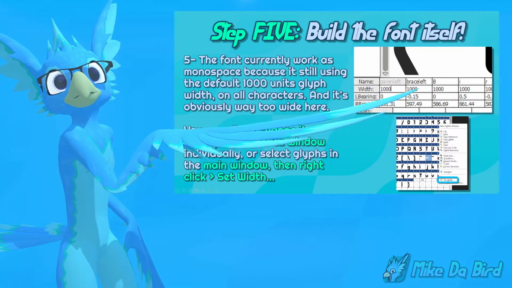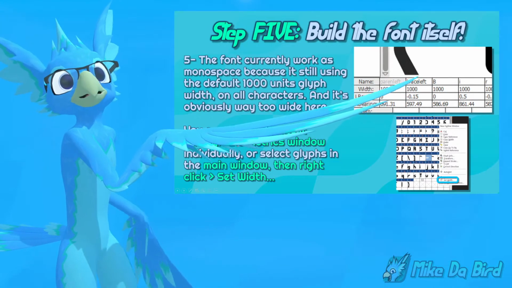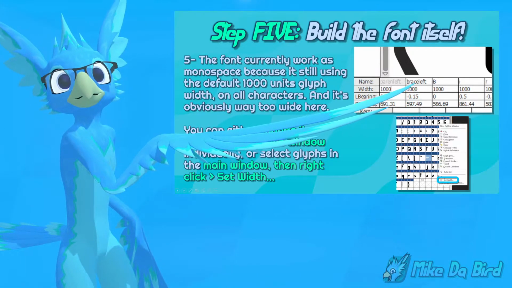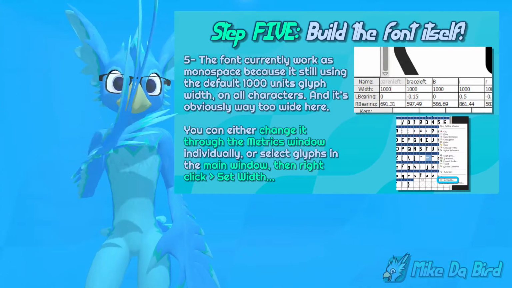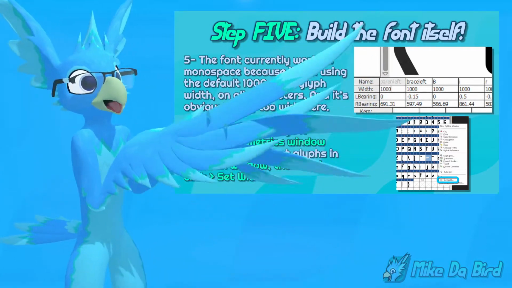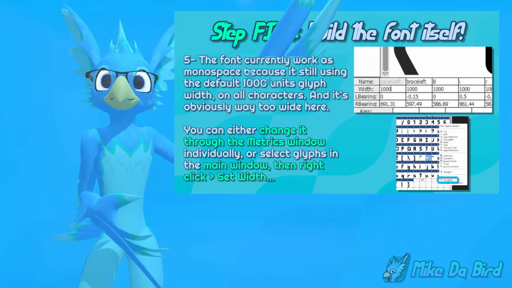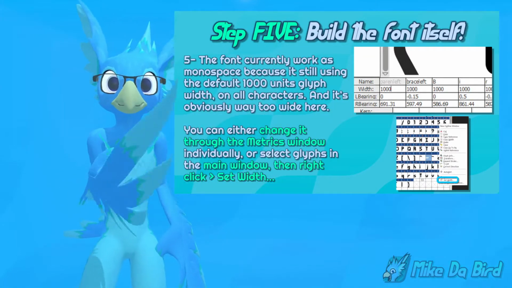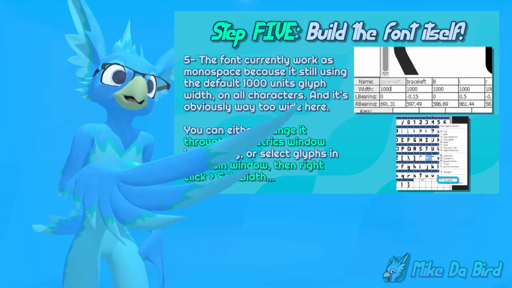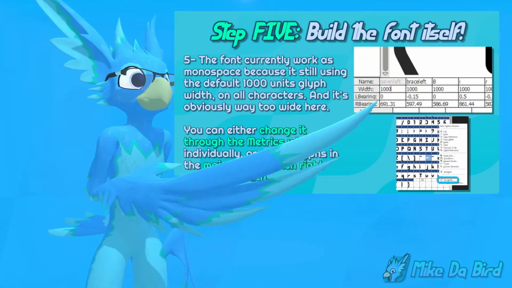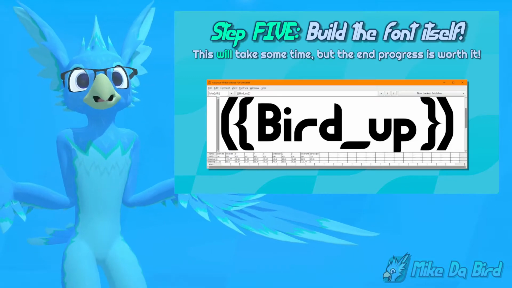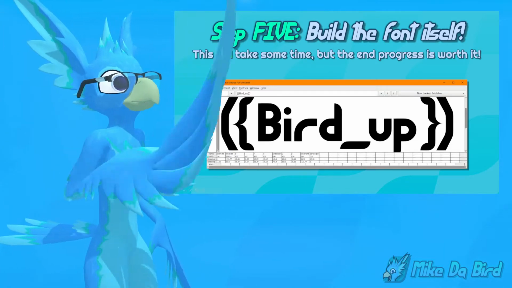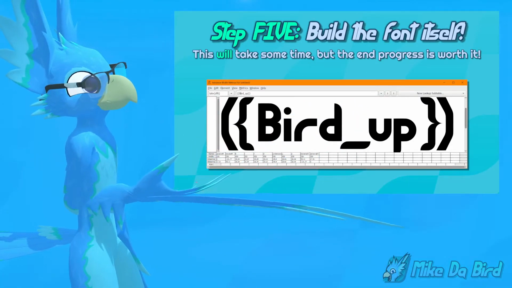rows and columns like a grid. One is the name of the character, and then the second row is width, and those are the widths of the individual characters. So you can change it there, or you can select multiple characters in the main window, and then right click, set width. And from there you can type in the width and adjust the width of the character. And this will take some time again, but in the end it's gonna be worth it. Like, this looks much better than before.